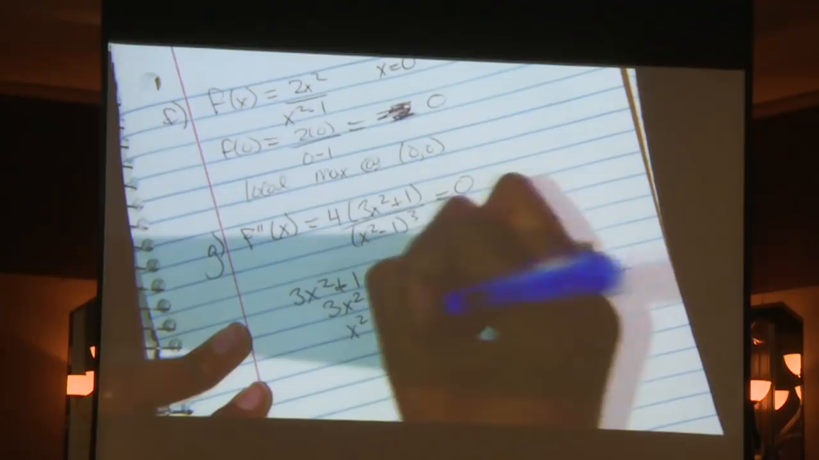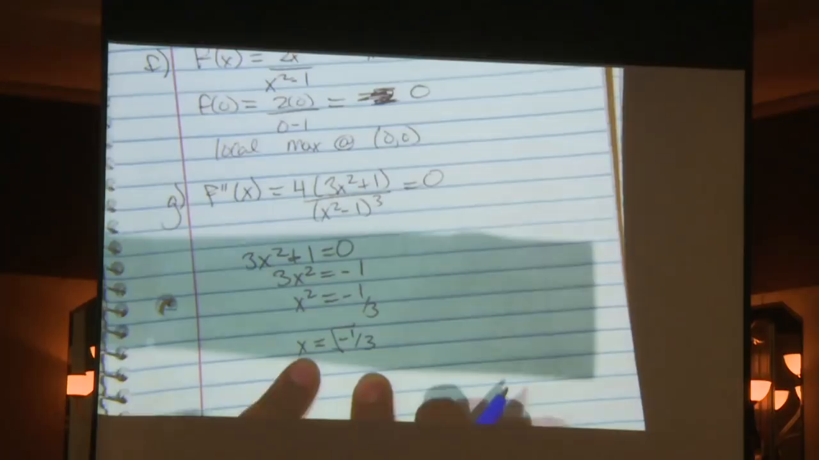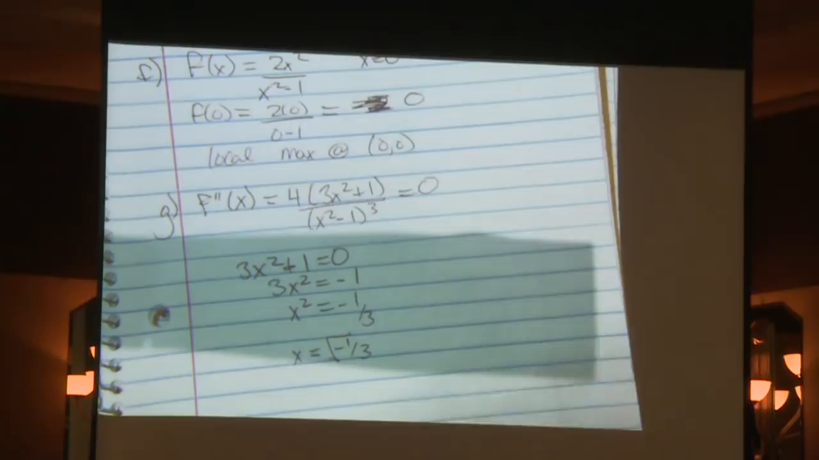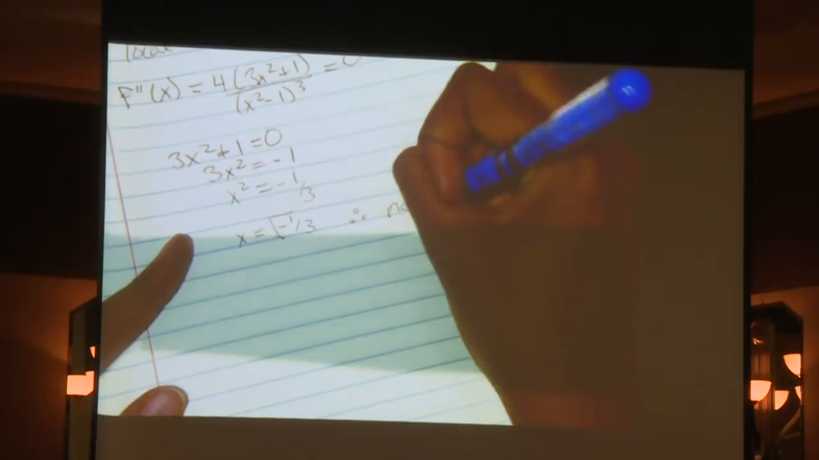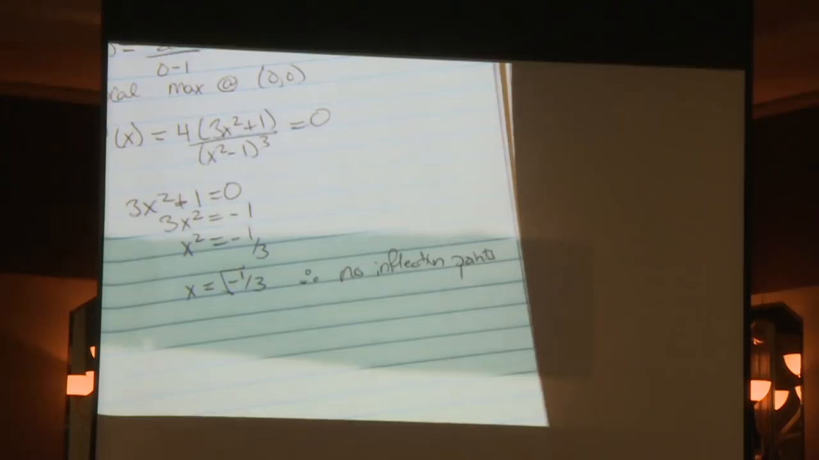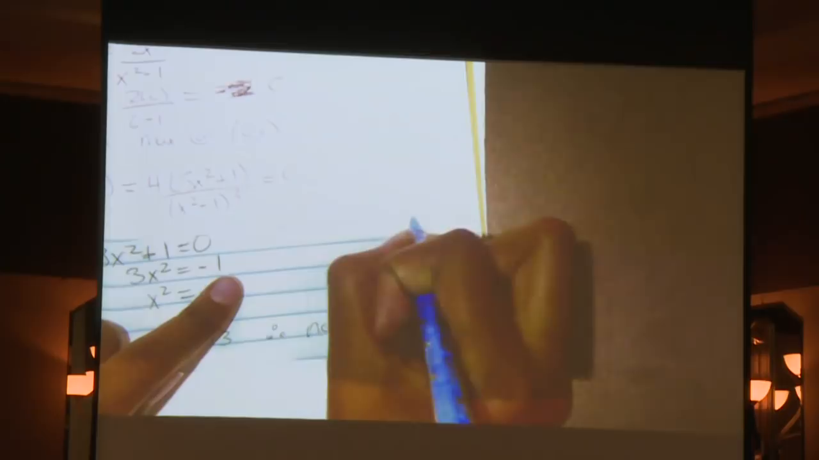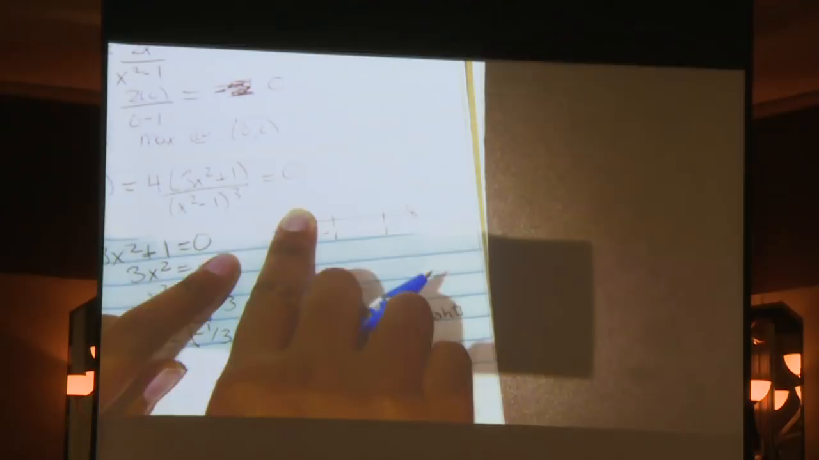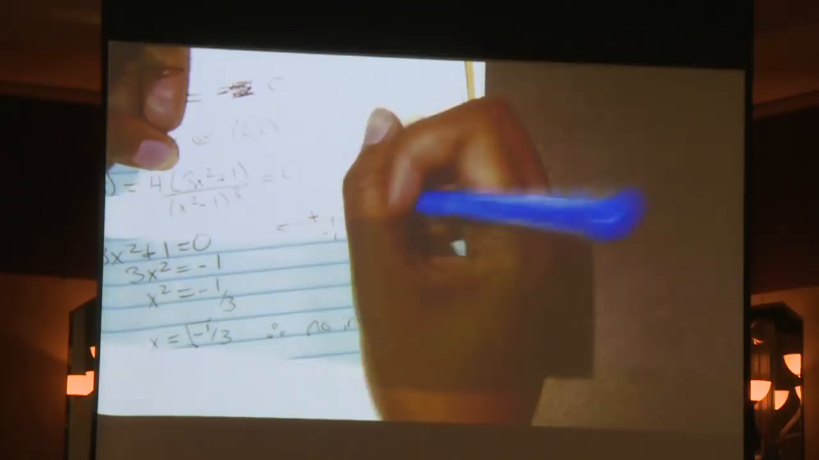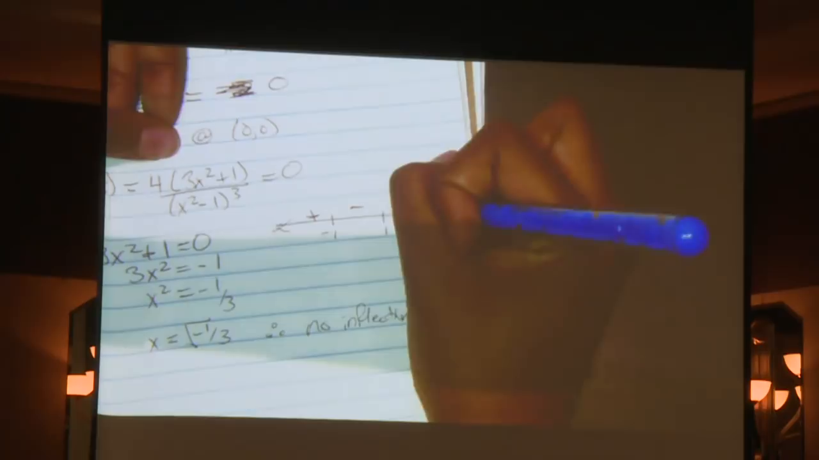Solving for x, I get negative 1 over 3, and I end up getting this. But I can't have a negative inside my radical, so there are no inflection points. But I can test for concave up, concave down, based on where my second derivative is undefined. And I know it's undefined at negative 1 and 1. So I'm going to test a negative over here, negative 2. That gives me positive. If I put a 0 in here, I end up getting a negative on the bottom. So that's negative. If I plug in 2, I end up getting positive. So it looks like this.